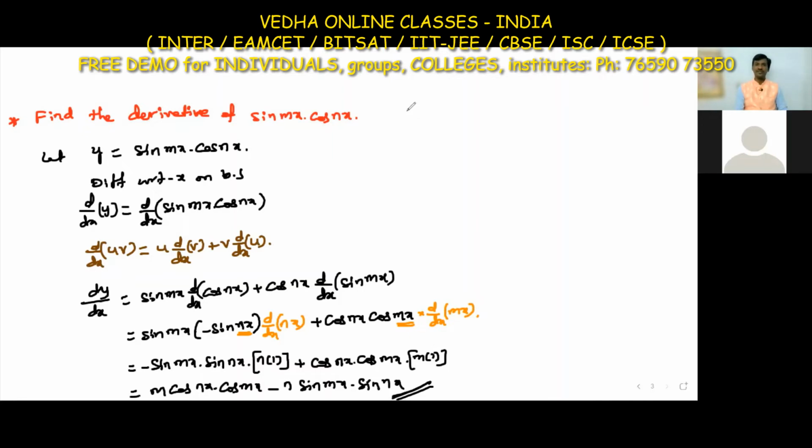Okay, so here what formula we used in this? The main formula in this is d by dx of uv, the uv formula. Okay, so that is the most important formula. Okay, so this is the final dy by dx. Finally, this is the required dy by dx value.